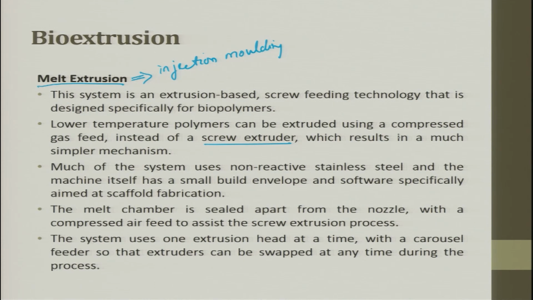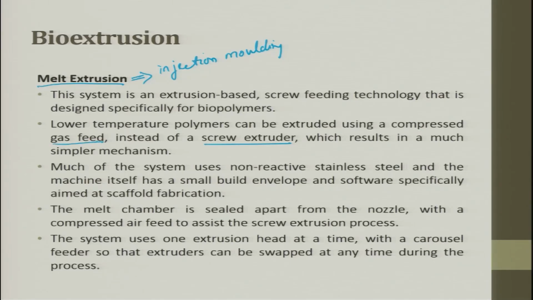So, screw extrusion. The challenge in all these injection molding machines is that you need a large charge. That means the minimum raw material required will be a few tens of kilos. So, if you want to make small components, then we have to make a small hopper, and we also try to avoid the screw. So, there we use a compressed gas feed, which results in a much simpler mechanism.